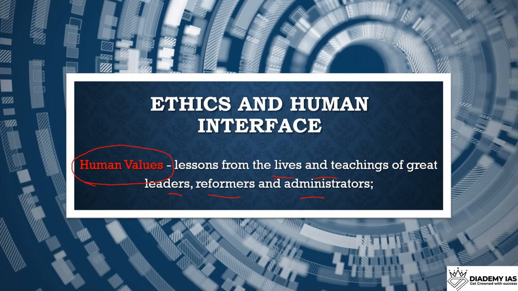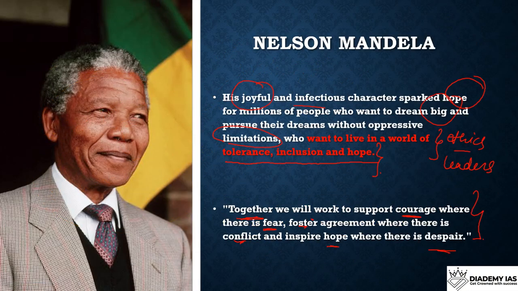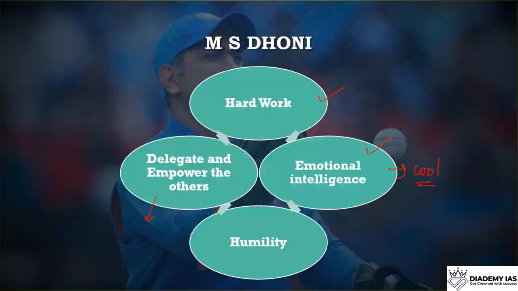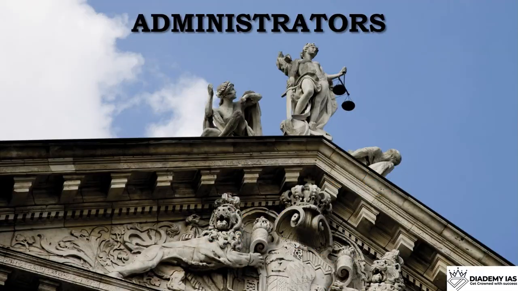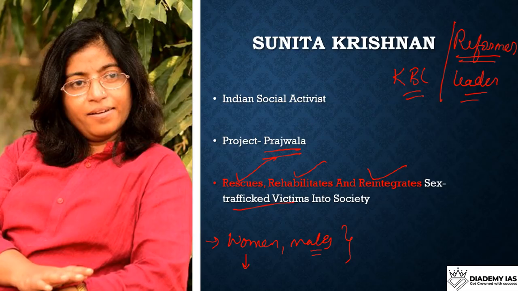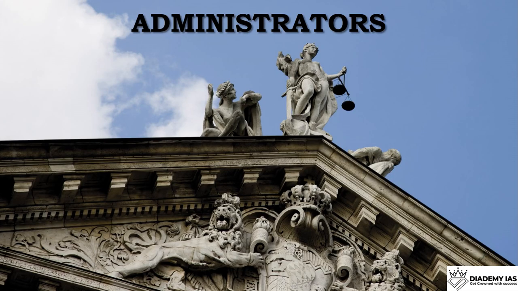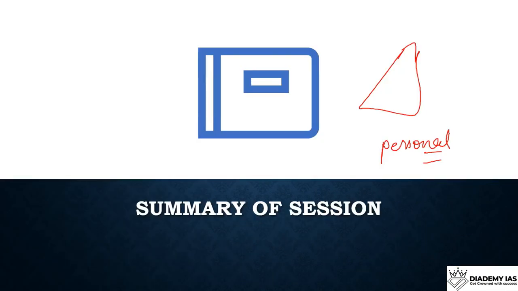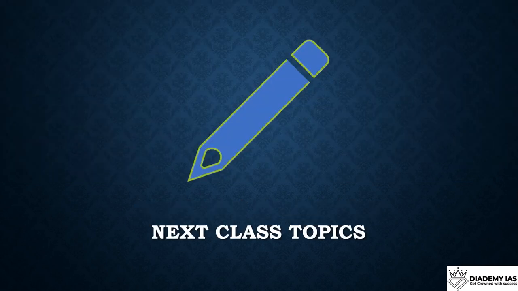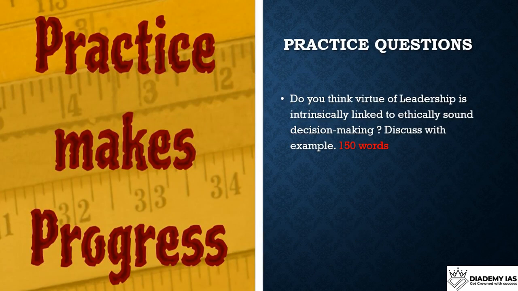Then we saw human values from leaders, reformers and administrators. We took Nelson Mandela's example, Narayan Murthy's example, Mr. Dhoni's example, and among reformers Raja Ram Mohan Roy and one of the newest examples, a current reformer. Then administrators E Sridharan, Armstrong Pame. So this is the summary of the lesson. Next class topics are ethics in public and private life, and then the role of family, society and educational institutions in inculcating values. Coming to the practice question, please try to write this.